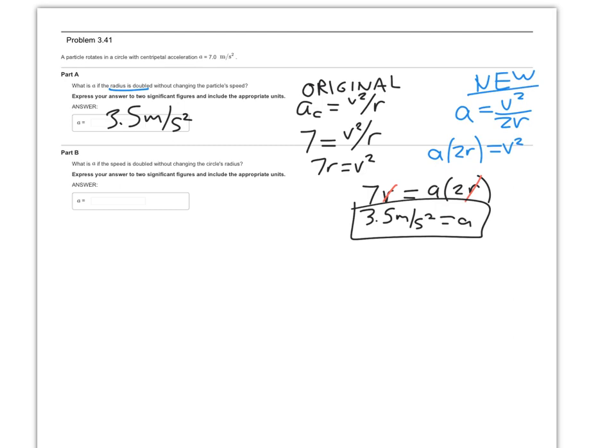We could also think about this logically. If we double that radius, we're doubling something on the bottom of this fraction here, that's going to cut my acceleration in half because the radius and the acceleration are inversely related.